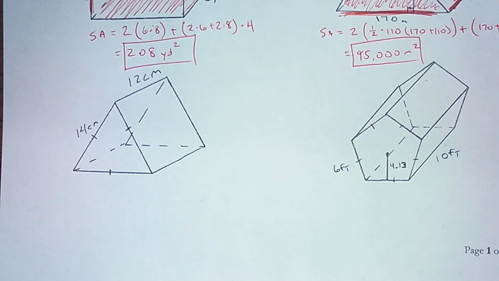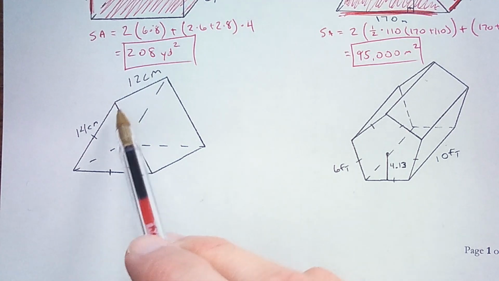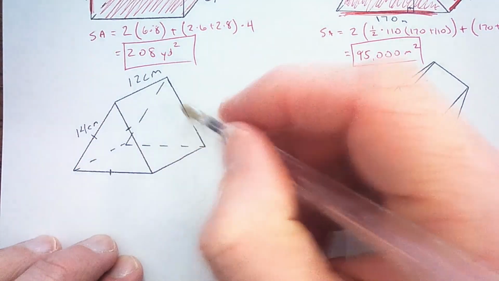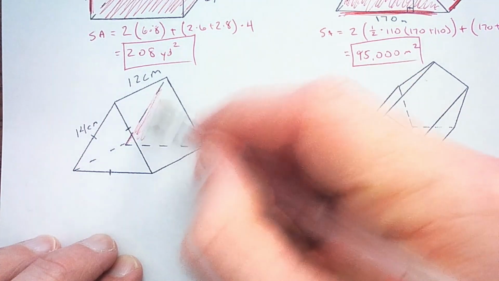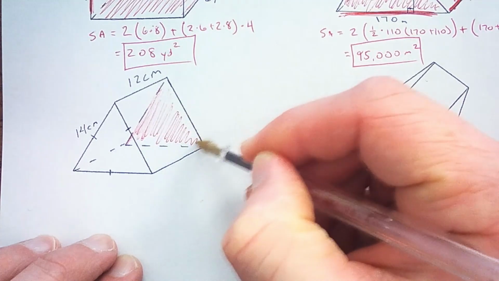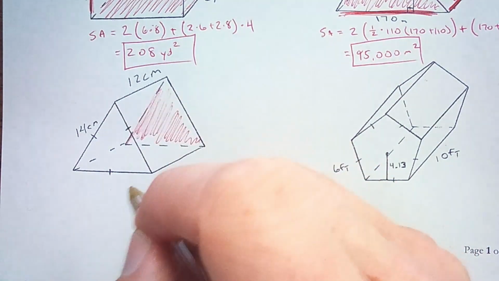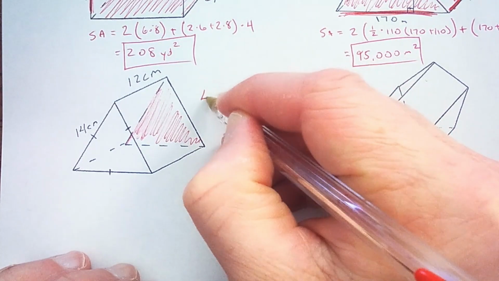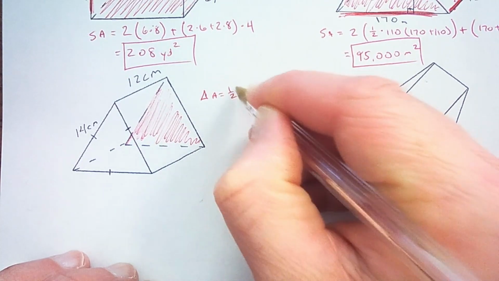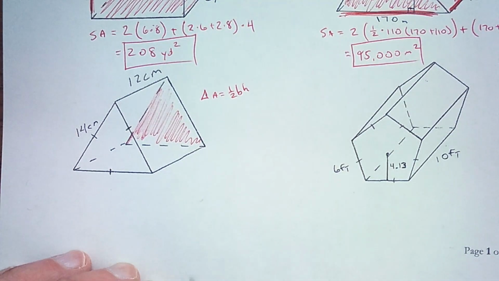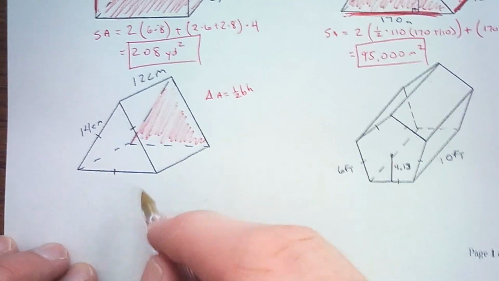Next we have a triangular pyramid. Okay, so for this triangle, what I know is that it is an equilateral triangle. And I have to count that as my base, so the triangles will be the bases. So for the area of this triangle, triangle area is 1/2 base times height. So the base is 14.